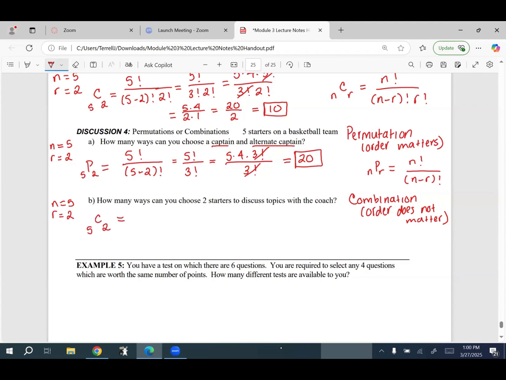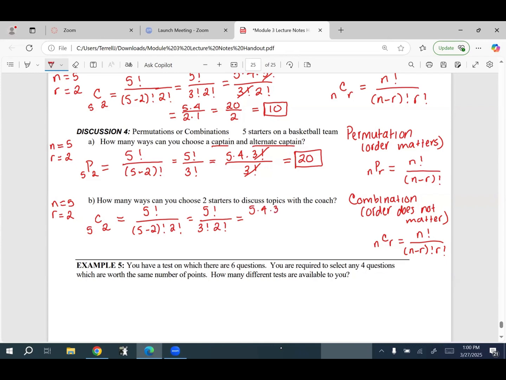Let me write the combination formula on the side here. N factorial over N minus R factorial, R factorial. So this is 5 factorial over 5 minus 2 factorial, 2 factorial. And so we have 5 factorial over 3 factorial, 2 factorial. Once again, you cannot multiply those denominators and say that it's 6 factorial. That is incorrect.